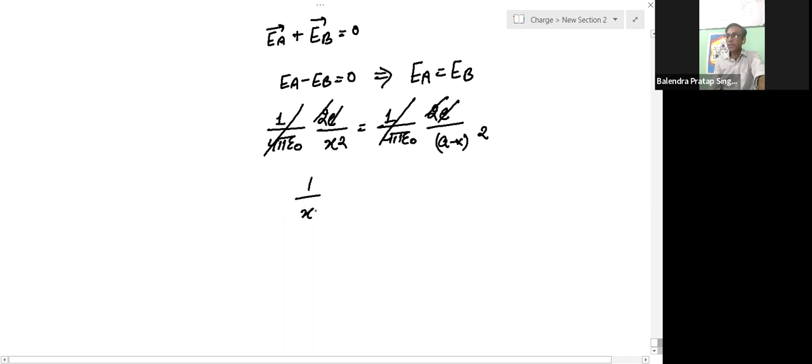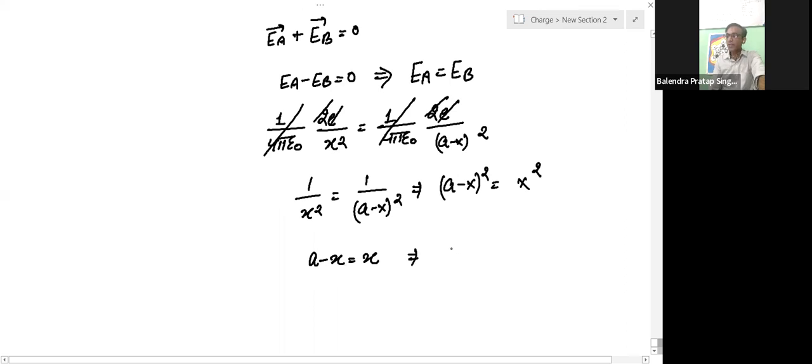Remains 1 over x square is equal to 1 over (a minus x) whole square, and that will give you (a minus x) whole square is equal to x square. If you take the square root on both sides, then you have a minus x is equal to x, and from here you have 2x is equal to a, so x is equal to a by 2.